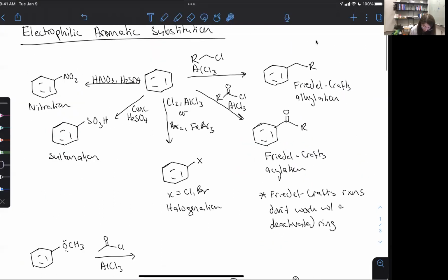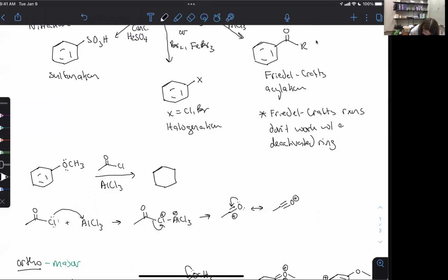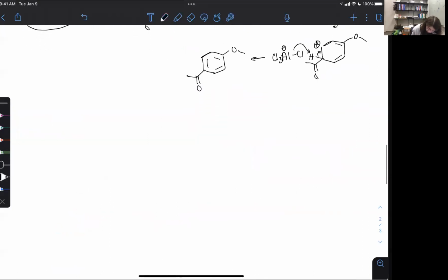Okay, so now let's talk about what happens. So this was a case of electron withdrawing. So let's just go ahead and finish this up. Or this was electron donating. Okay, so we get the ortho and our para. Okay, so those are our major products with an electron donating group. So electron donating, ortho, para. Let's see what happens if we do electron withdrawing.